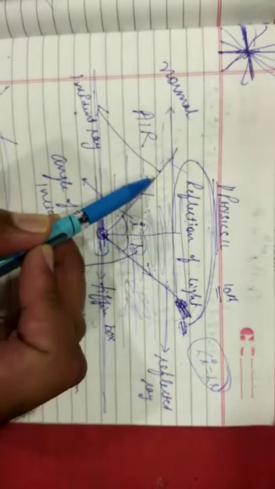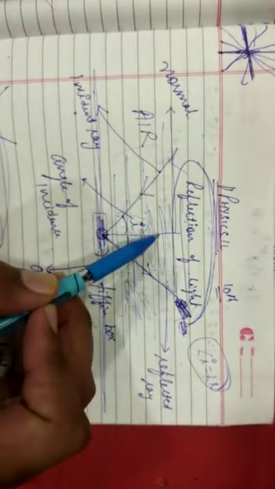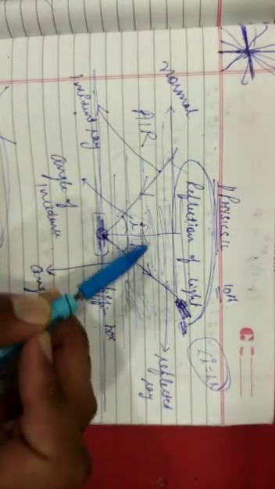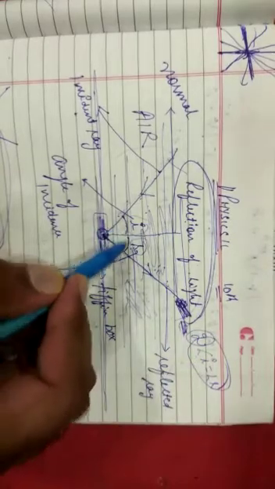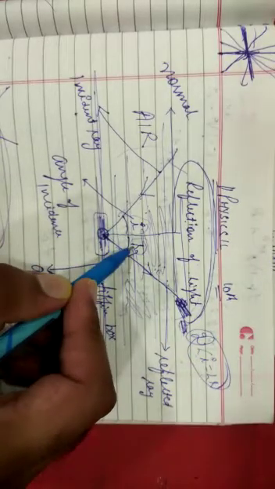So before moving on to the new part of this chapter, one thing I want to dictate to you is the two laws of reflection. The first law is: the incident ray, normal and reflected ray all lie in the same plane. If this notebook's page is the plane, all the three lines lie in this plane only. And the second rule is: the angle of incidence is always equal to the angle of reflection.